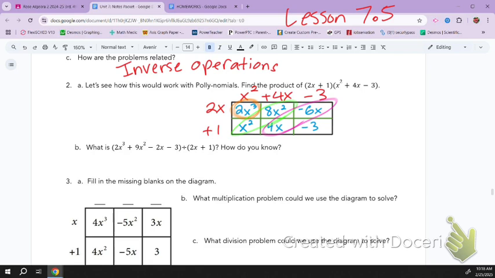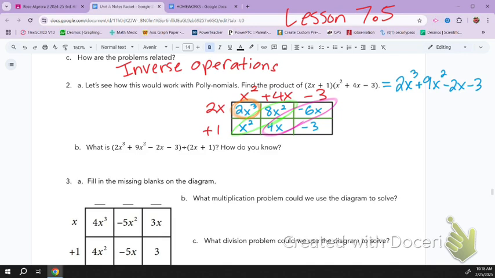So I heard some debate from our teams. What was your final answer? We should get 2x cubed plus 9x squared minus 2x minus 3. How did that go for your groups? Good. Okay, and we're going to start to color code. We're going to combine like terms. Any questions on number 2, part A?